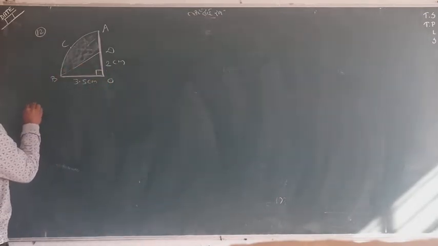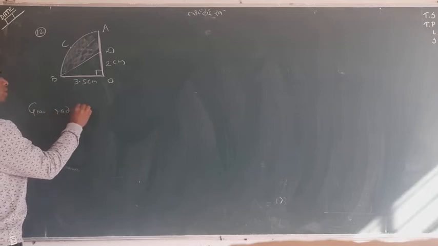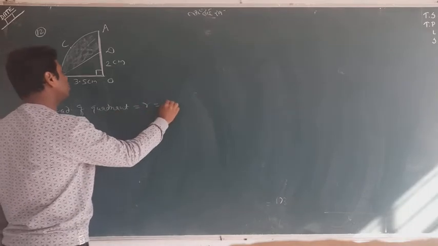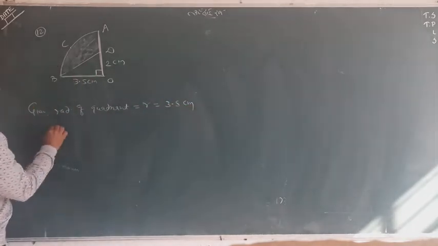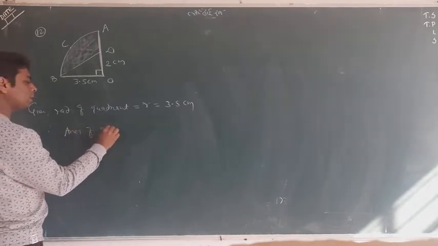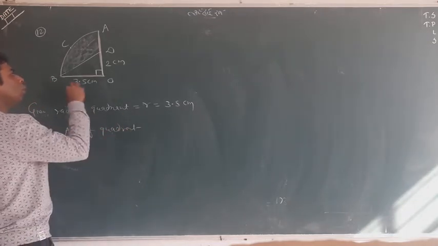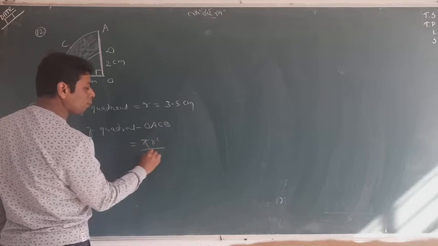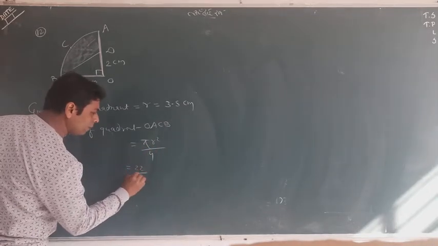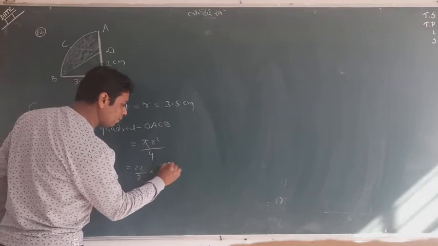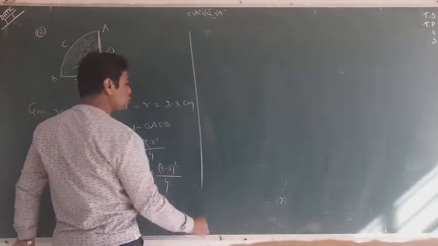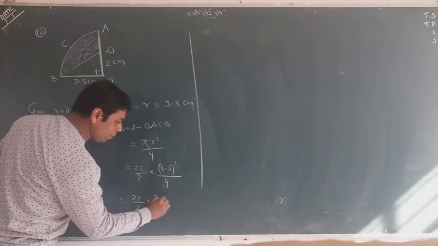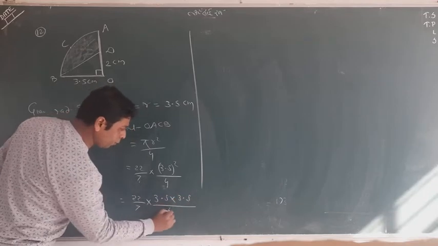Now I write something. It's given the radius of the quadrant is r equal to 3.5 centimeters. So I will first find the area of the quadrant. I don't waste the time. OACB, which is asked. The formula for the quadrant area is pi r square upon 4, and put the value 22/7. Radius square meaning 3.5 square upon 4. Now we can solve this. 22/7. This is 3.5 into 3.5 upon 4.